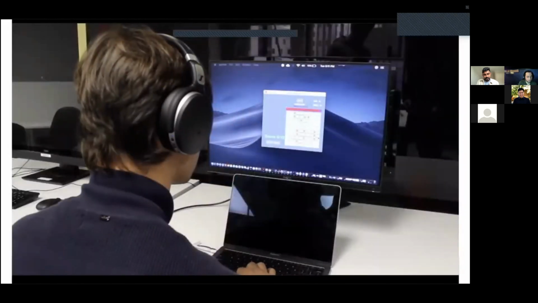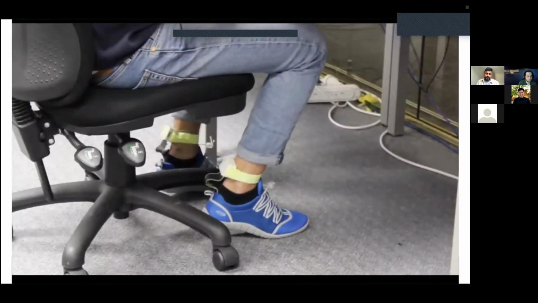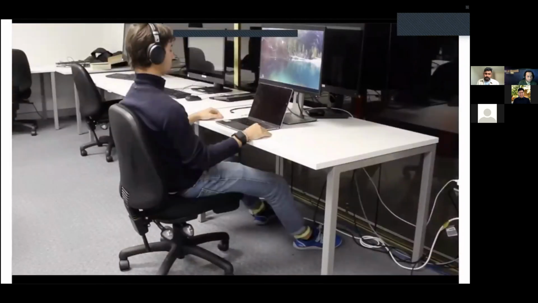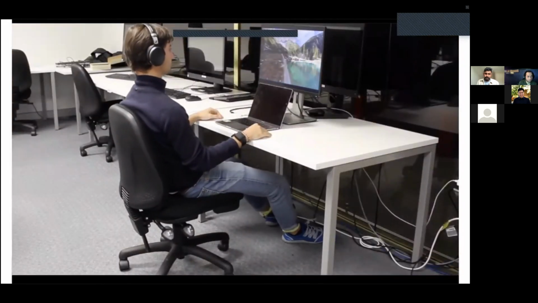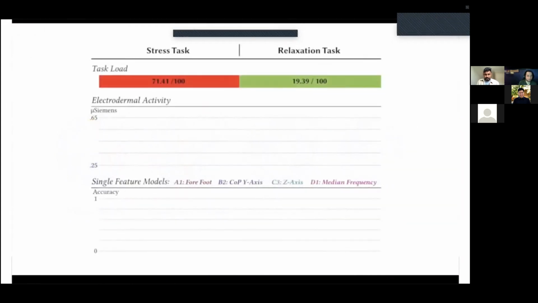In a laboratory study, we induced acute stress for participants. Afterwards, we made them relax. We observed that acute stress resulted in an increased forefoot pressure, a shift of center of pressure towards the front, and a different foot-leg posture. Some users also demonstrated a nervous foot tapping while being stressed.